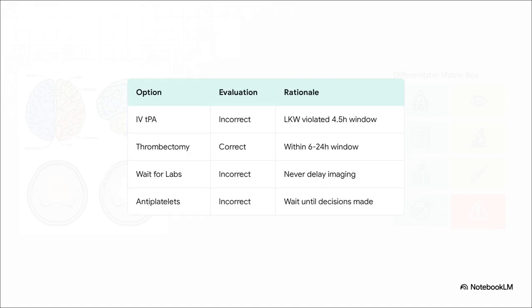Well, because the patient's last known well was 11 p.m., right before they went to sleep, they're 8 hours out. The strict 4.5-hour TPA window is totally violated, making TPA completely incorrect here. Instead, you're forced to evaluate for mechanical thrombectomy by ordering perfusion imaging, like a CTA or MRA, since the patient is safely within that 6 to 24-hour window. And a quick reminder, never ever delay acute imaging or interventions just to wait for routine lab results. Plus, hold off on immediate antiplatelets until reperfusion decisions are finalized.